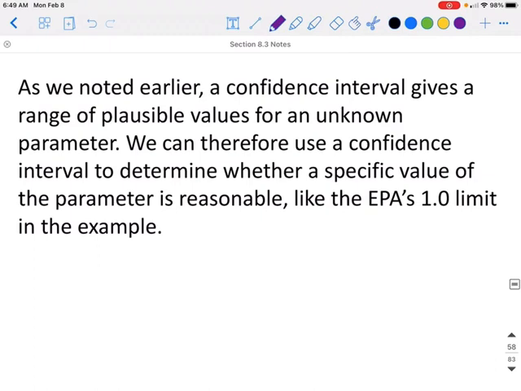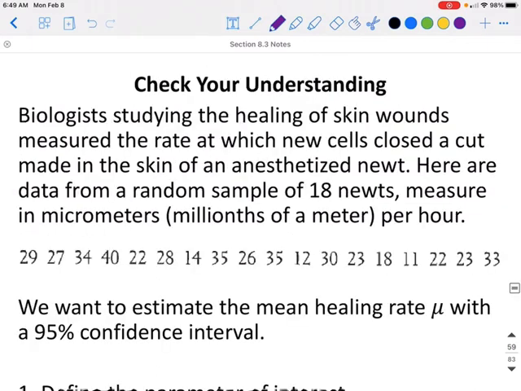As we noted earlier, a confidence interval gives us a range of plausible values for an unknown parameter. We can therefore use a confidence interval to determine whether a specific value of the parameter is reasonable, like the EPA's 1.0 limit in that last example. So let's check your understanding.